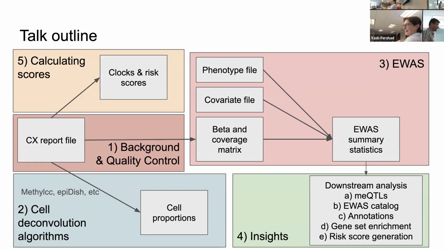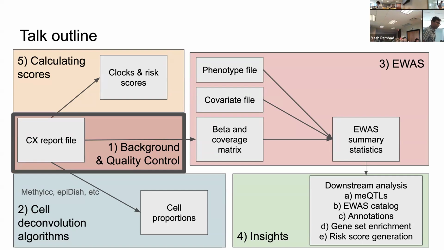You said you're a geroscientist. So I think clocks and risk scores are very much a way to take an EWAS that someone else has done or an EWAS you've done previously and then apply it to new data that you're generating to make predictions about an individual person from their CX report file. Yep. Cool. Diving in. So we'll start with background and quality control. Okay, perfect.